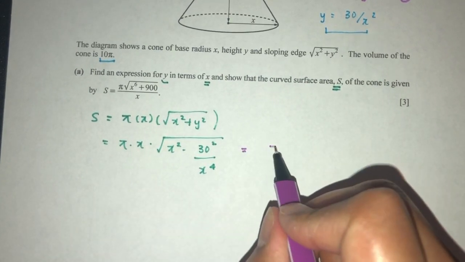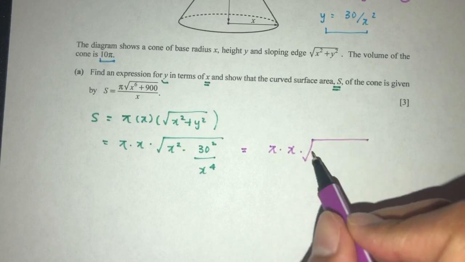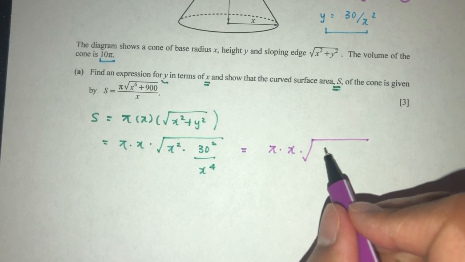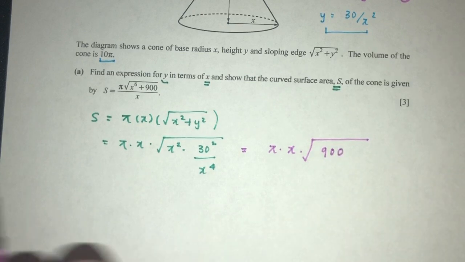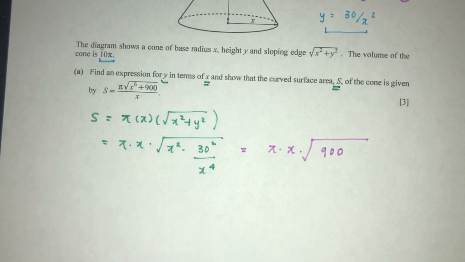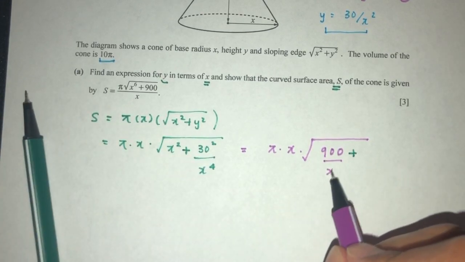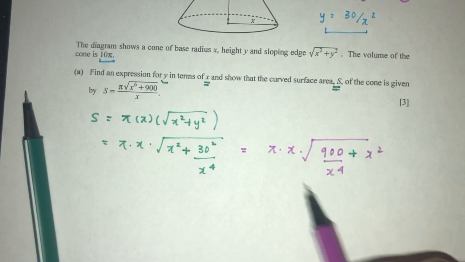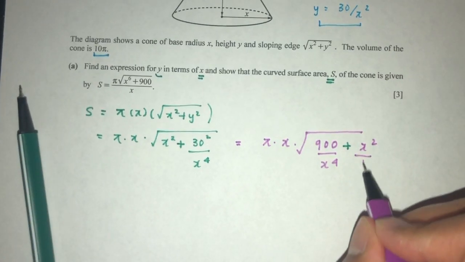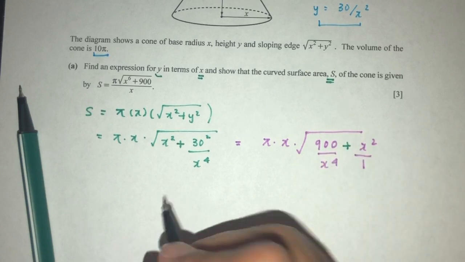That will become pi, here we have x, here we have root, that will be 900. Again, this is actually plus here, not multiply. Be careful. Plus 900 over x to the power 4. And this will be x squared. Now we have to simplify the value inside, pretty easy, because we have different bases. As you can see, we have to find the LCM and cross multiply to simplify this.